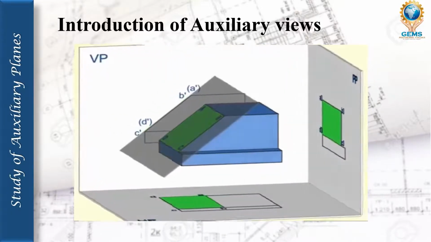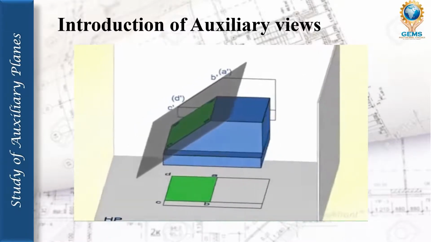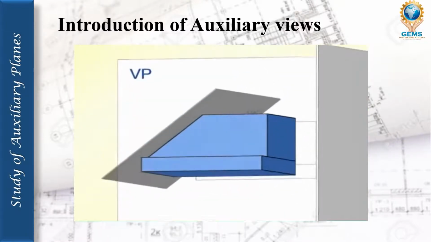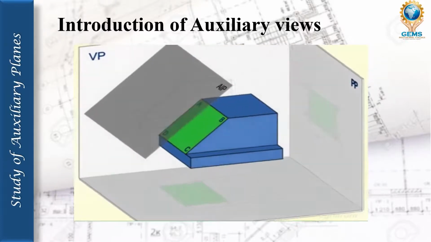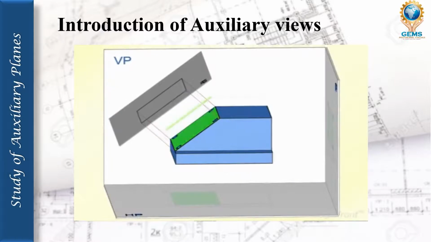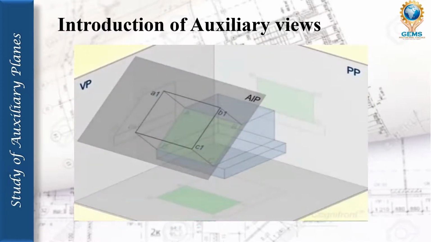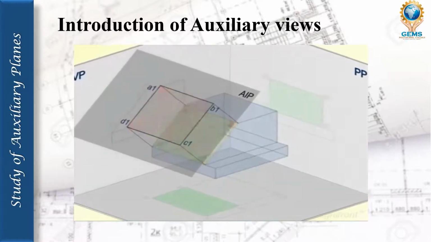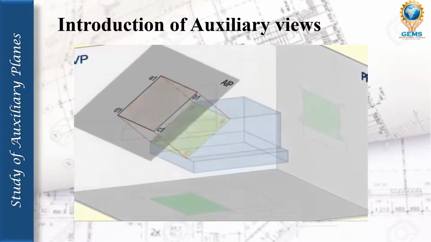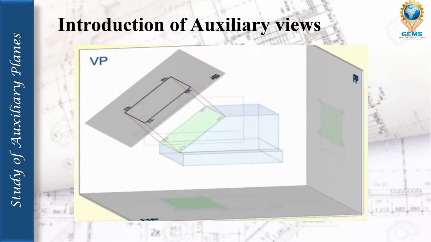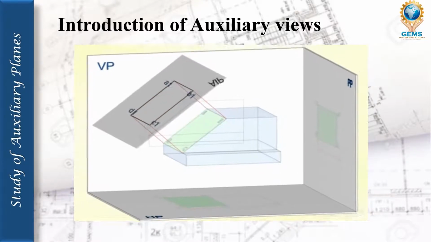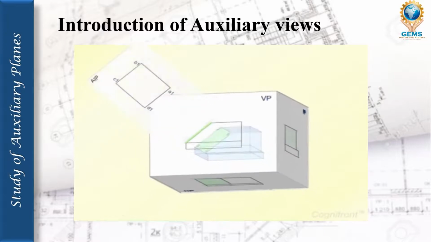The answer is we can set up one or more planes, that is an auxiliary plane parallel to the inclined surface ABCD. Now let's project the inclined surface onto it. By doing so, we can show its true shape and size. Observe that the front view of the slant surface, when projected as an auxiliary view, shows its true shape and size. Let's see the reason why this happens.